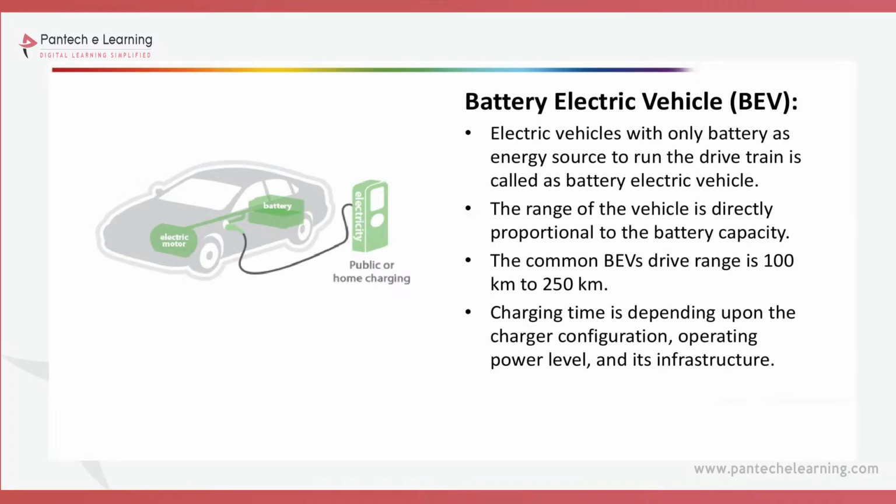Next one is battery electric vehicle. In an electric vehicle, only the battery is the energy source. I already told you, BEV means fully electric vehicle. The range of the electric vehicle depends directly on the battery. There is no other engine, only electric motor, battery, and controller, pure BEV. The energy source is only the battery. The common BEV drive range nowadays is 300 plus miles, near 400 kilometers.